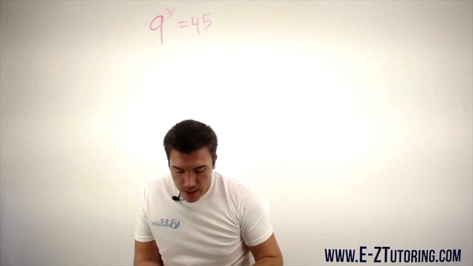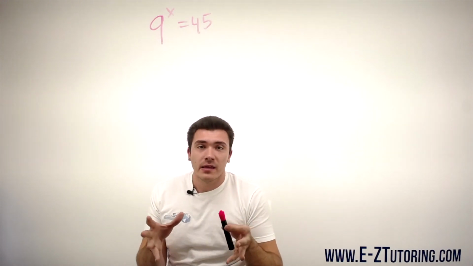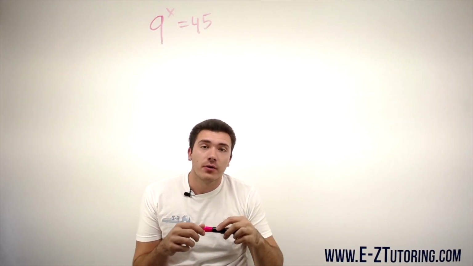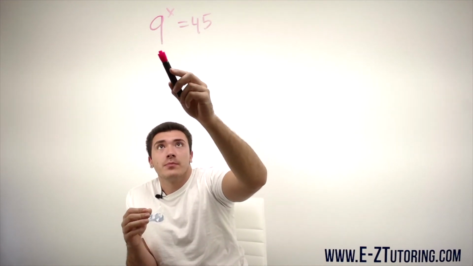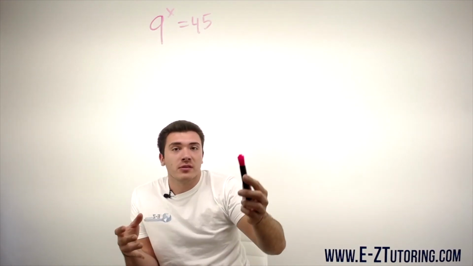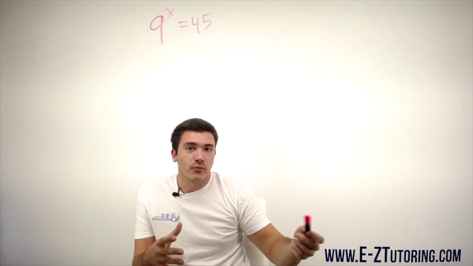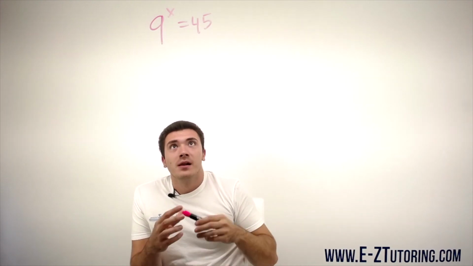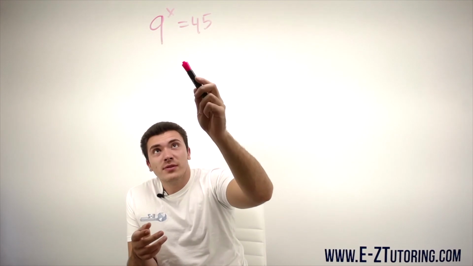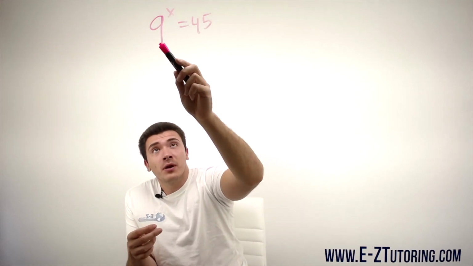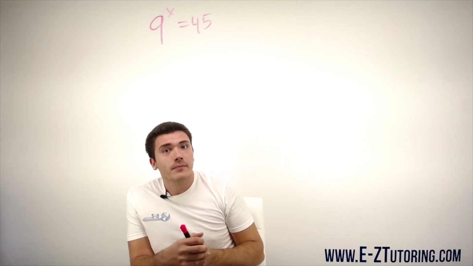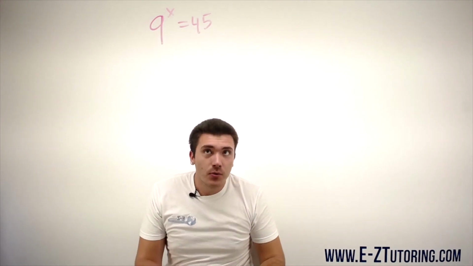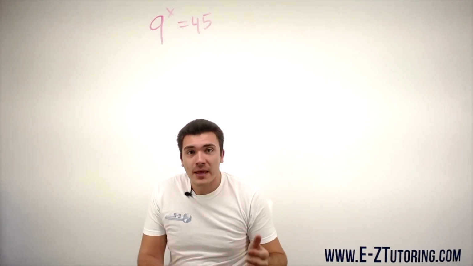I'm sure you guys have done other exponential equations where you simply change the base. For example, you would change 9 to 3 squared, and you would change this to 3 to a certain power. But in this case, you'll notice there's no way we can put a power on 9 and put a power on 45 to get them to be the same base. So what do you do when you can't get them to be the same base?